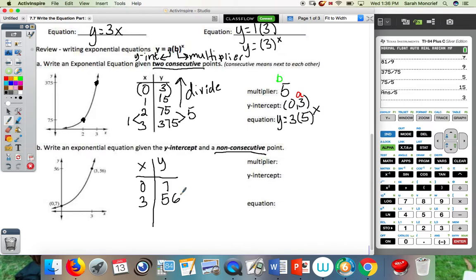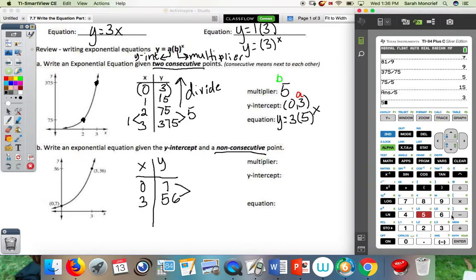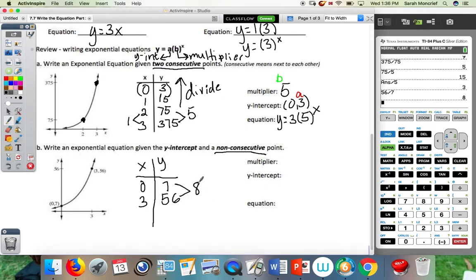So again, let's go ahead and do the first step we know to do always when we are finding the multiplier. Let's go ahead and divide the y's. What is 56 divided by 7? So we have 56 divided by 7, and what does that get us? 8. So we know that that part is 8, but is my multiplier 8? I don't know. Let's check something.